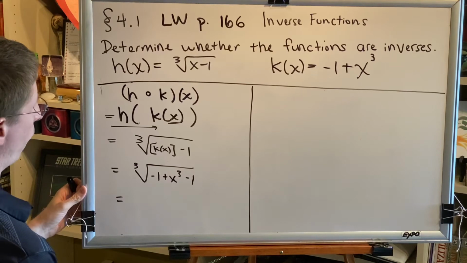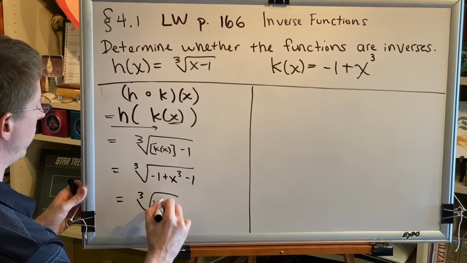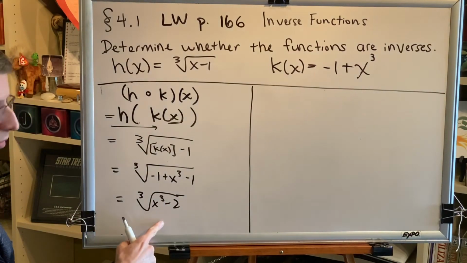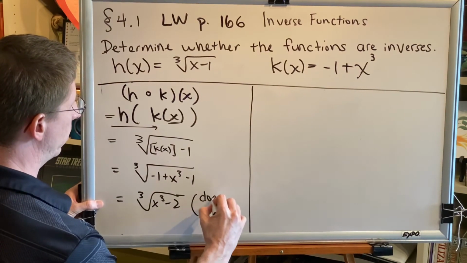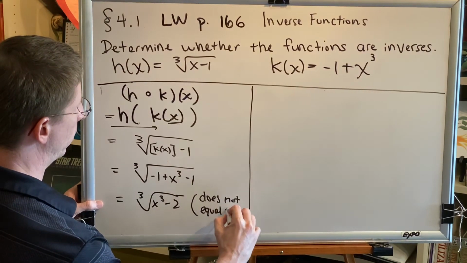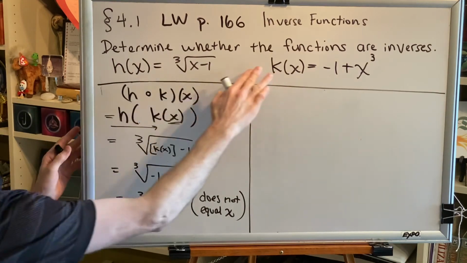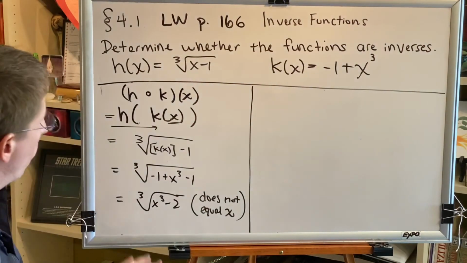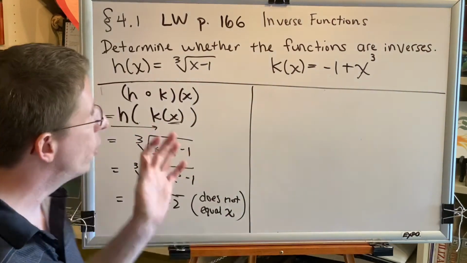All right, now we simplify. Minus 1 more, that's minus 2. So we get the cube root of the difference, x cubed subtract 2. This does not equal x. And because of that, we may state that h of x and k of x are not inverses of each other. The moment you get a result that is not x, you can stop and draw your conclusion.